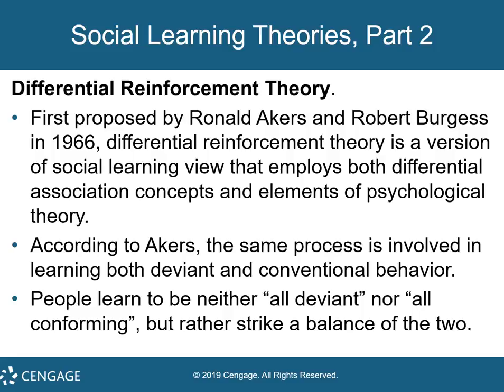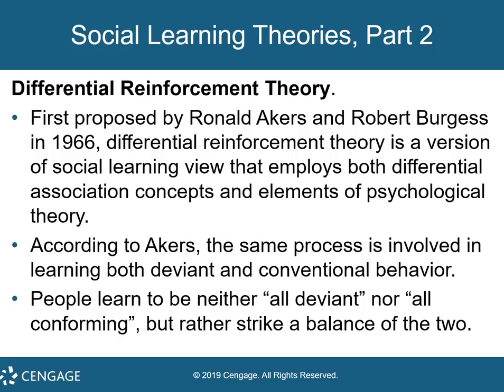Okay, so another theory that falls underneath here is what is referred to as the differential reinforcement theory. First proposed by Ronald Akers in collaboration with Robert Burgess in 1966, differential reinforcement theory is a version of the social learning view that employs both differential association concepts and elements of the psychological learning theory. Now, according to Akers, the same process is involved in learning both deviant and conventional behavior. People learn to be neither all deviant nor all conforming, but rather strike a balance between the two opposing poles of behavior. This balance is usually stable, but it can undergo revision over time.